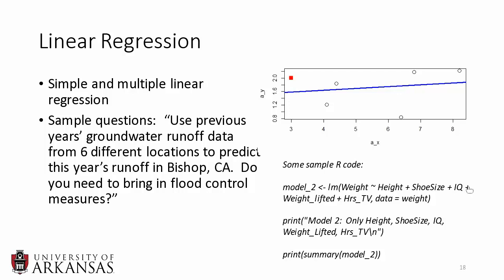Here's a little bit of the sample R code that people run. I'm including this in here just to show you how few lines of computer code you need to make this big regression run. Here's one where we say model 2, and this left arrow means assign the value to. LM is linear model, so regression, and we're telling it weight is what we want to predict, and we want to see if height, shoe size, IQ, how much weight you lift at the gym each week, and how many hours you watch TV, if any of those are going to be good predictors of what your weight is. And then you can also see you can print out your model here.